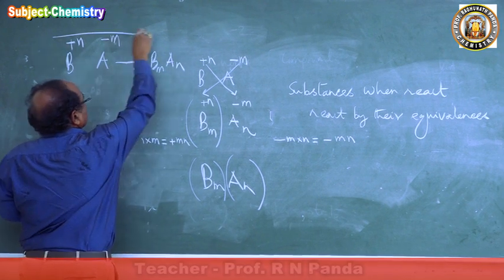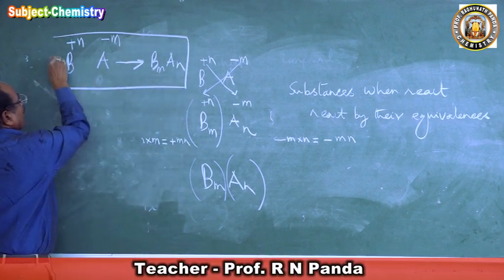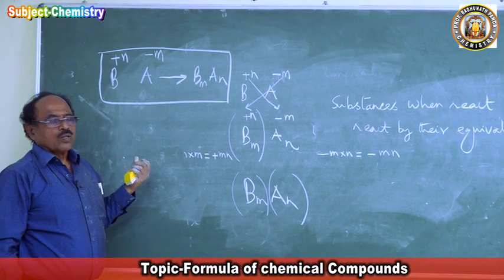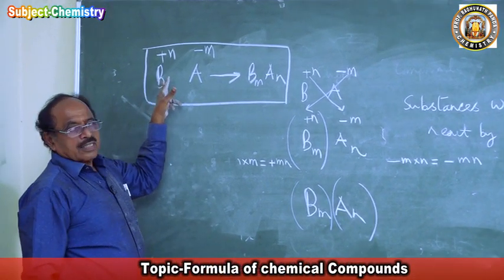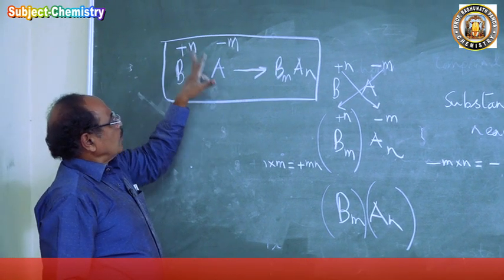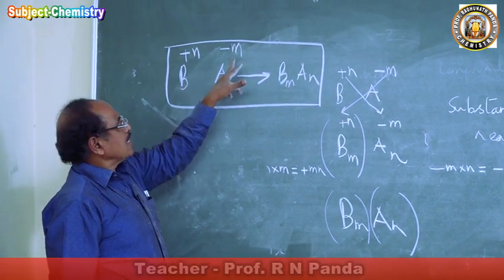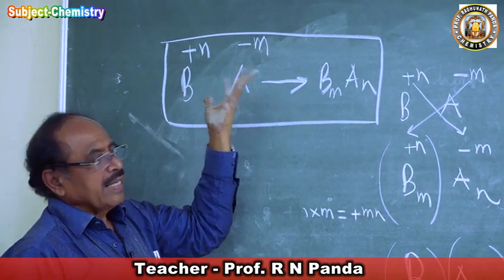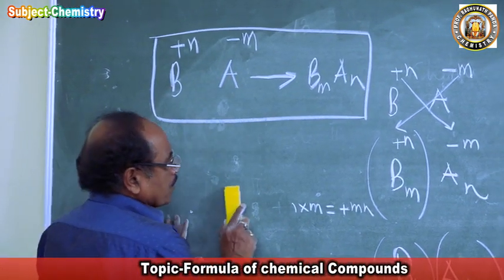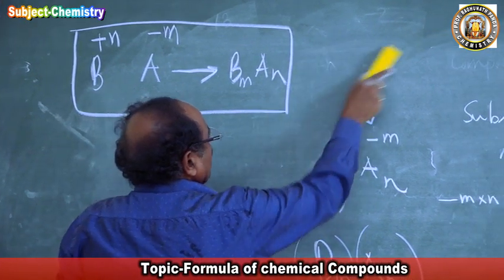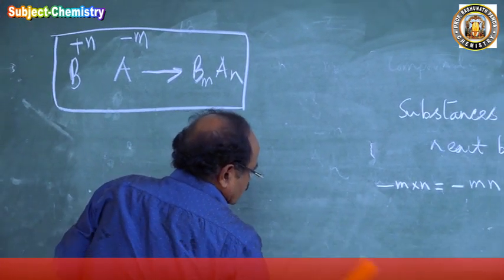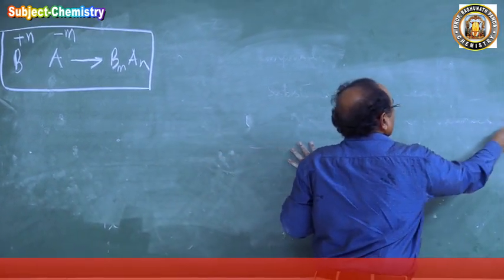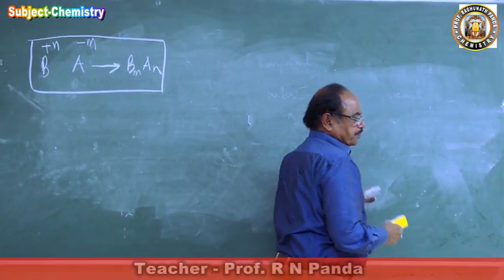So this is the method we use to write the formula of any chemical compound. We first write the basic radical with the charge on the top, we write the acid radical with the charge on the top, then crisscross them, we got BMAN as the formula for the compound. So let us take a monovalent element, sodium, and try to form the compound with different acid radicals.